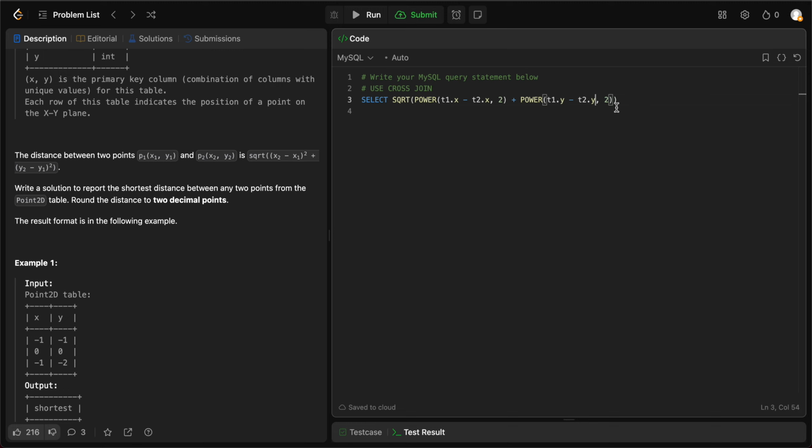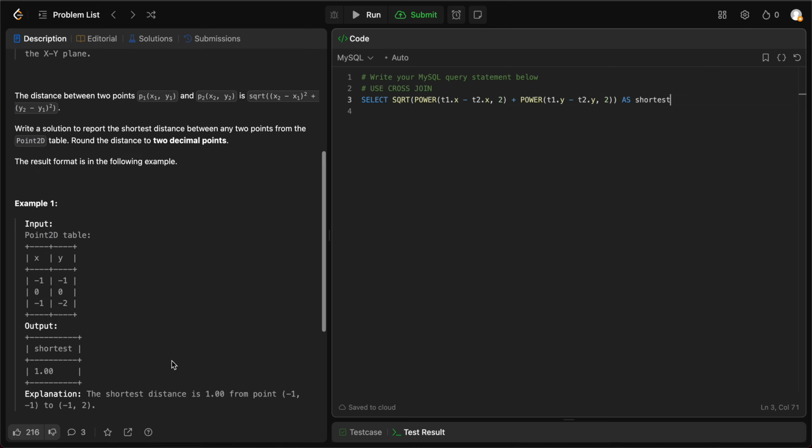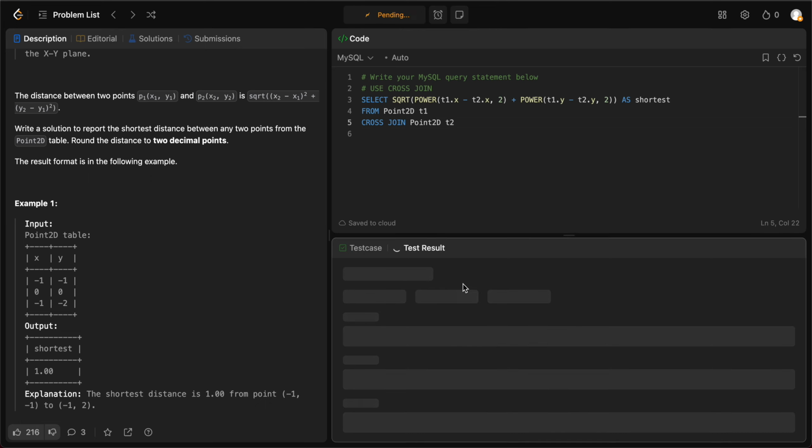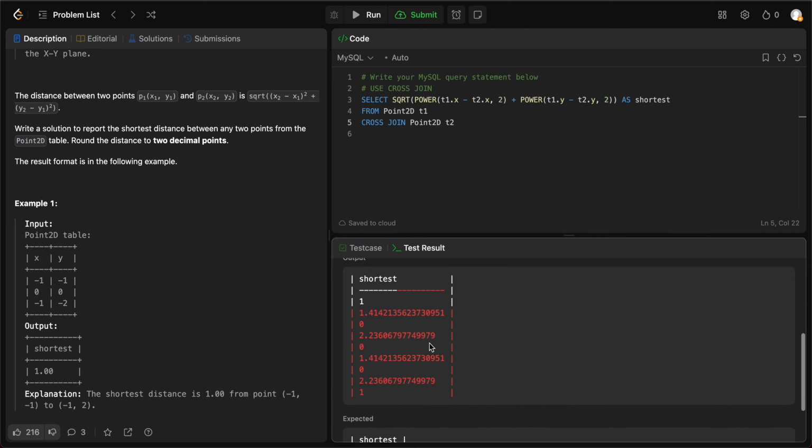And this column needs to be renamed as shortest, because that's the result we need to output. And then what table are we taking it from? We take it from the table point 2D, but we alias the first table as T1, and we use cross join. Again, the same table, but we alias that as well, point 2D, and then we name it as T2. So let's just compile this and see if it gives us the results that we care about.